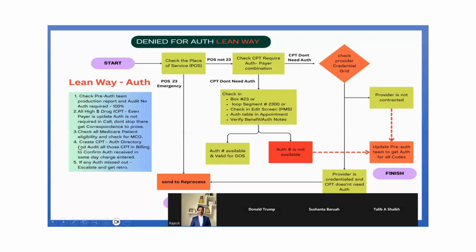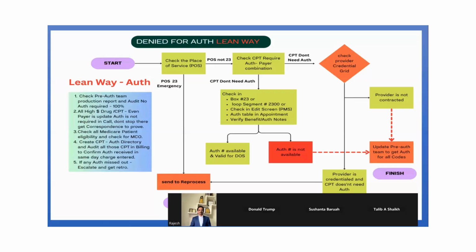And coming to the fourth point, create a CPT code authorization directory and audit all those CPT codes in the billing. For example, what I'm trying to say is take a charge entry report, filter by the CPT codes which need authorization based on your historical denial trend, and ask them to audit. Even if you are able to stop your billing and then do this audit, 100% perfect. But most of the time, the client will not allow you to do that. But you can still check that, and wherever possible, you can go for a retro.